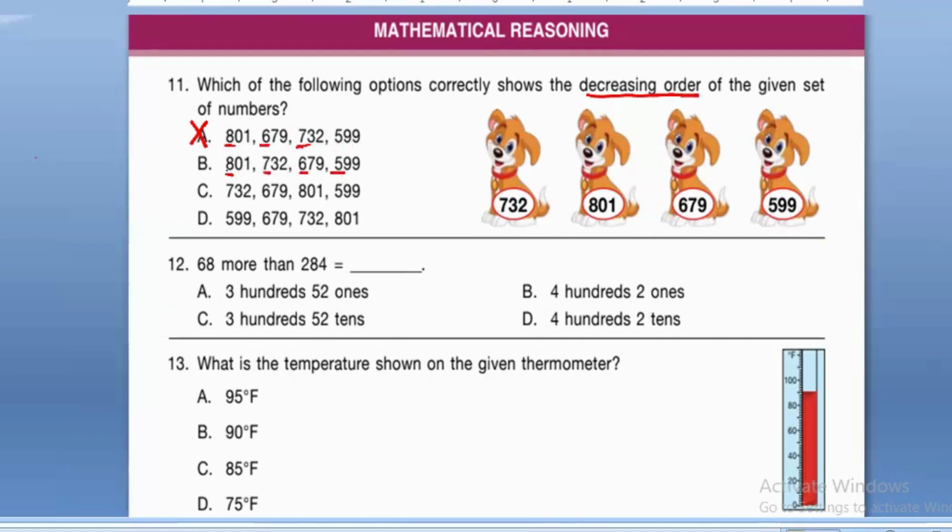What you can see over here, 8, 7, 6, 5. That is correctly arranged, and that too in a decreasing order. So what we can say, this is our correct option. Okay, let's check the other options as well.